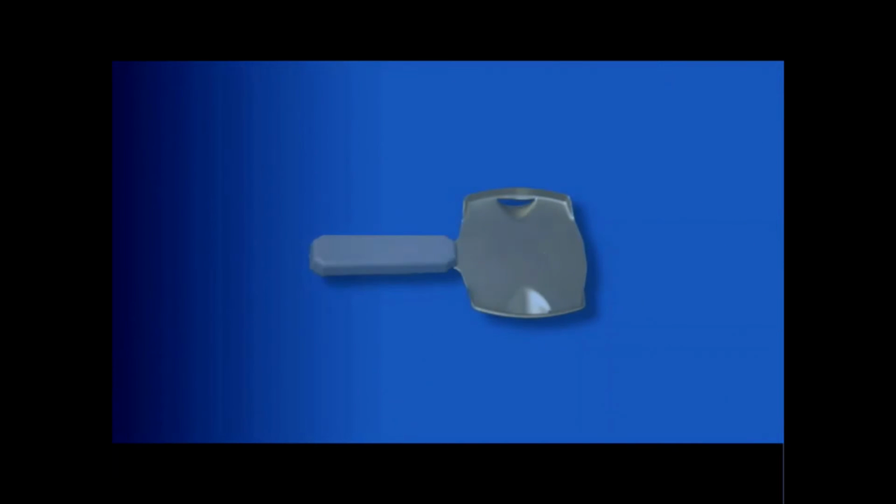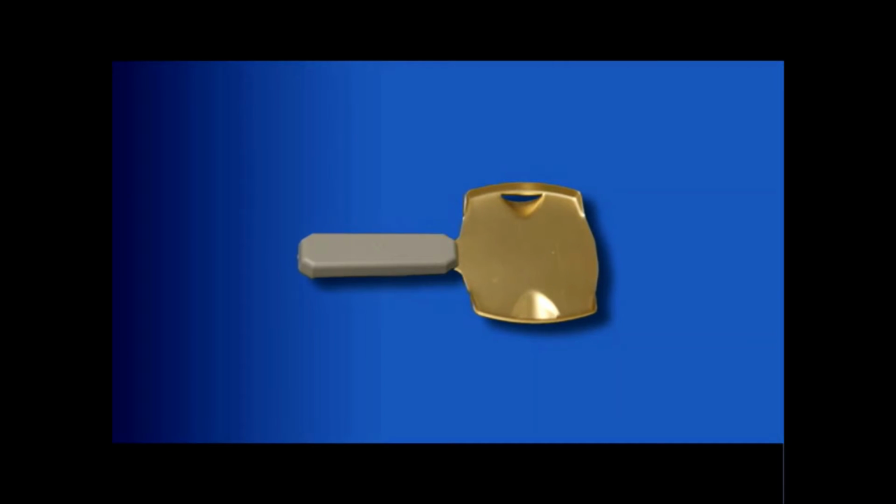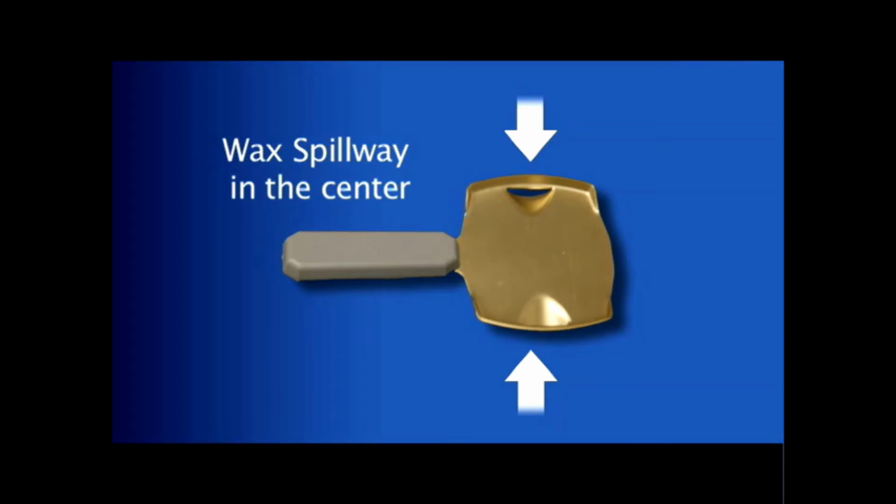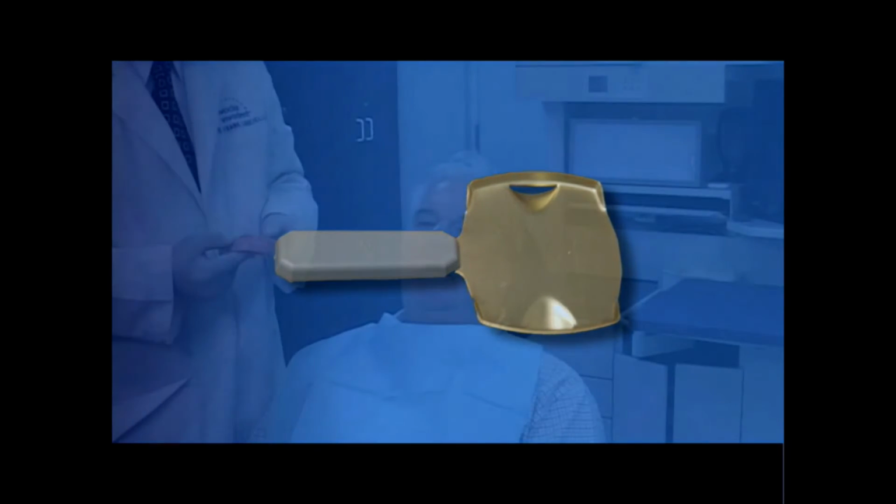The rim former is a tool that facilitates the fabrication of wax rims in a laboratory. It could also be used clinically to adjust the rim during the wax rim try-in appointment. The rim former has a 5mm fence on either end and a wax spillway in the center. The tool has been designed so that it can be used either by a right or left-handed person.